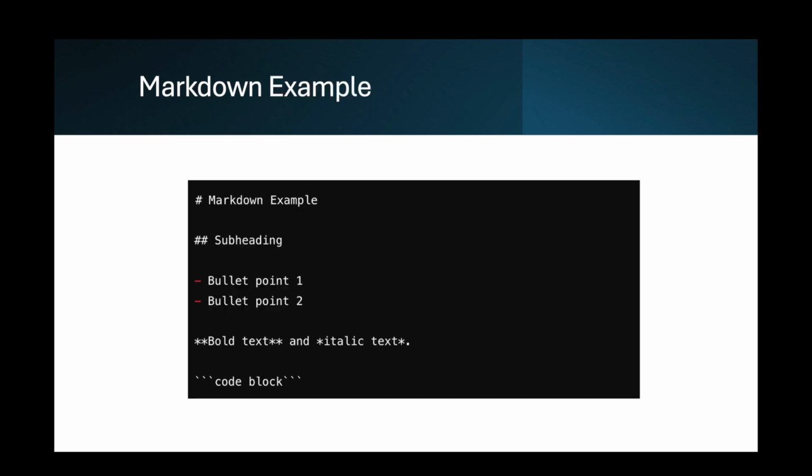Now let's look at an example. In this example, I've created a heading by giving the pound sign, markdown example. You can create a subheading by using double pound. You can create bullet points by using the dash. And as I mentioned, you can do bold and italics by using the star twice for bold and once for italic text. You can also use the backtick or backquote 3 times and add a code block inside that so it looks nicer whenever it's rendered anywhere.